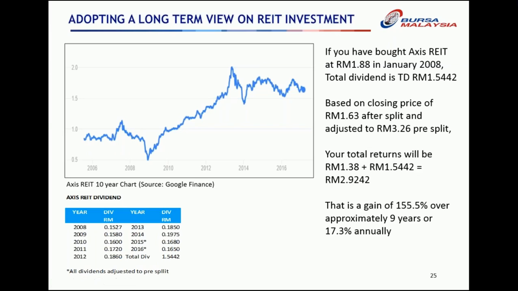If you base it on the closing price of RM1.63, from about a week or two ago after the split, because they had a split where 1 becomes 2, the adjusted price is actually RM3.26 pre-split. Your total return will then be 3.26 divided by your purchase price of 1.88, which gives you 1.38. When you add in the dividend paid, which is RM1.54, it becomes RM2.92.